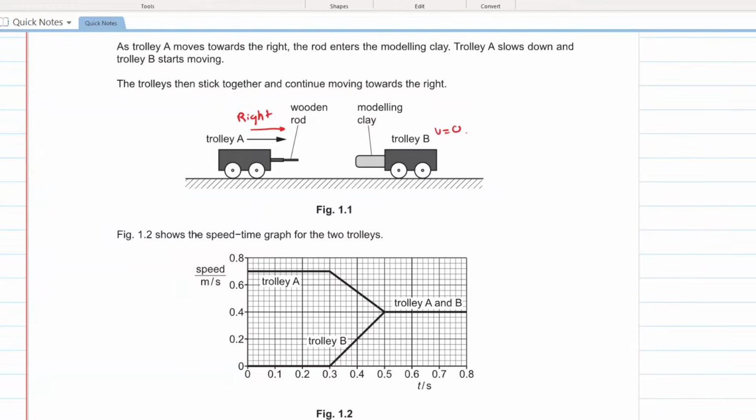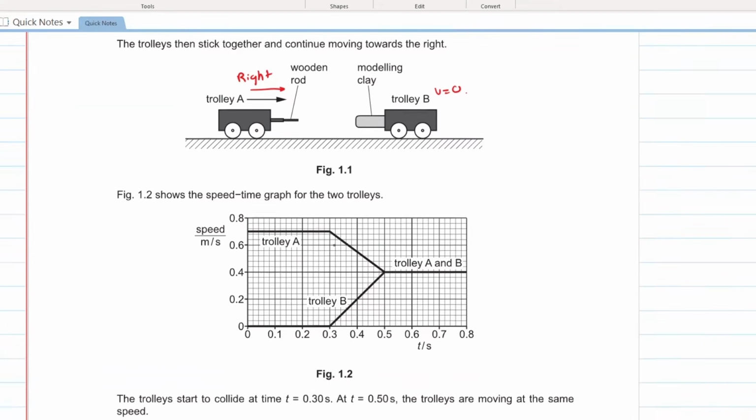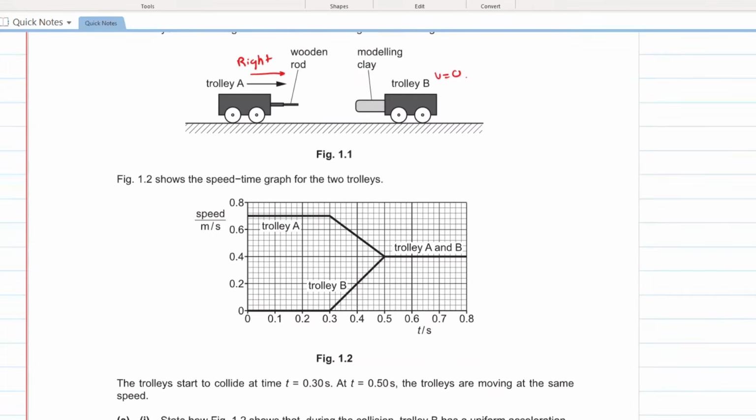Figure 1.2 shows the speed time graph of the two trolleys. So initially trolley B is at rest. You can see that trolley B's velocity is initially 0. And initially trolley A is traveling with a velocity of roughly 0.7, and trolley B is at a velocity of 0. After collision, both of the trolleys combine together and they have a velocity of 0.4.